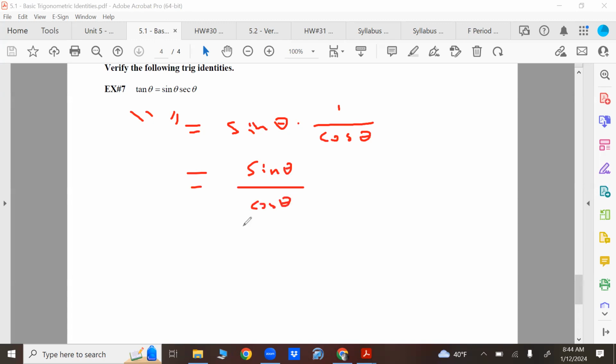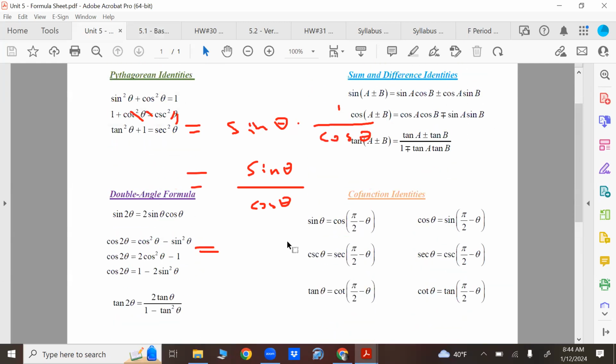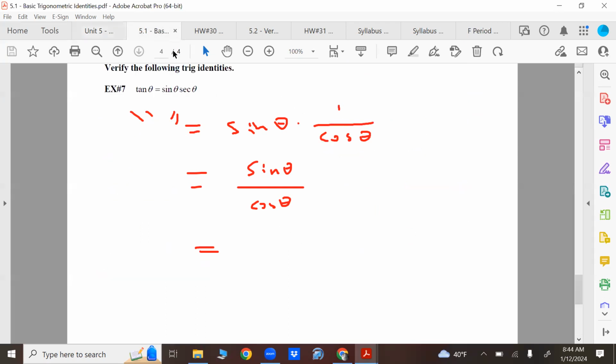Now, looking at our formula sheet again, do I see sine theta over cosine theta on my formula sheet? Where do I see that? I should see it somewhere. On the bottom, yeah, equals what? And what does it equal? Tangent theta. Perfect, got it. Yep, there you go. And now it's verified, because now you got the left side looking like the right side. 3-step process for this one.